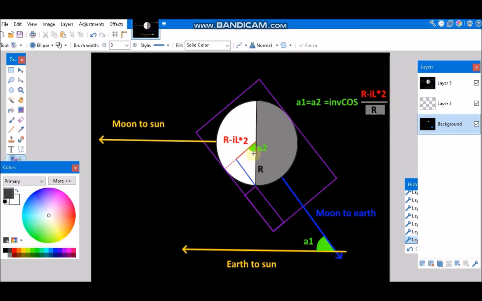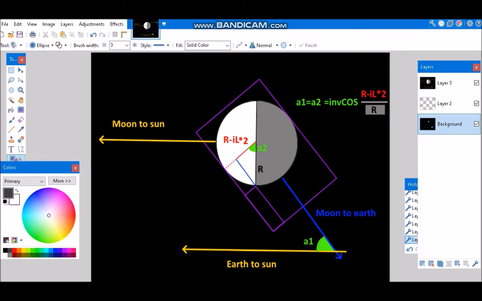We can get this angle 2 from this triangle. This is the radius and this is radius minus illumination, and the radius here would be just number 1. I'll use 1 for this equation. So a1 equals a2 equals the inverse cosine of (1 minus 0.15) divided by 1. So that would be 0.85 divided by 1. You would get the angle. That would be the amount of degrees you'd have to change your view from looking at the moon until you'd be looking at the sun.